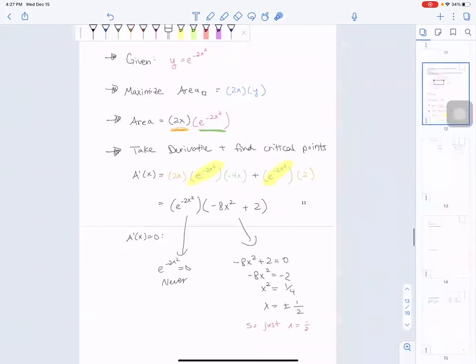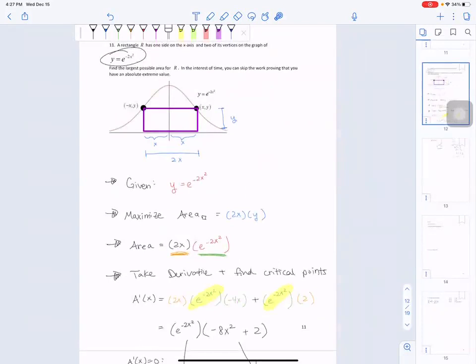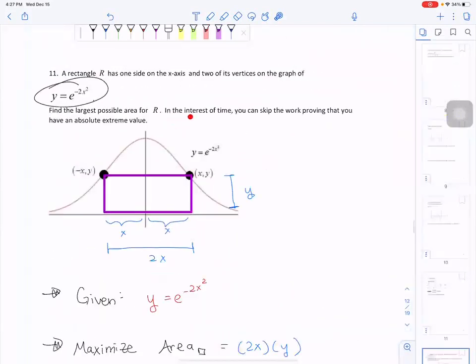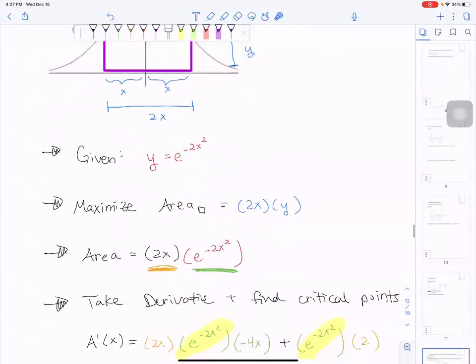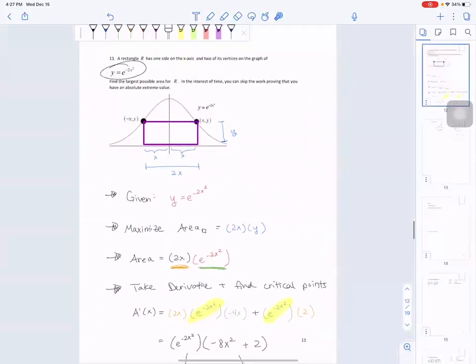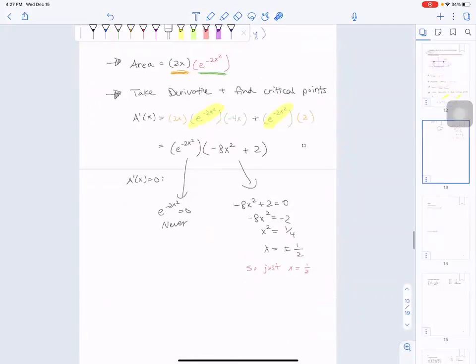Now, what was the original question asking for? Look here. This one says, in the interest of time, you can skip the work proving that you had an absolute extreme value. In this question, you could just find x, y, and the area. You wouldn't have to do the first derivative test or second derivative test. Okay, but it said find the largest possible area.